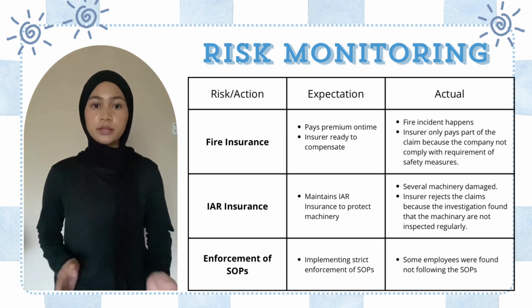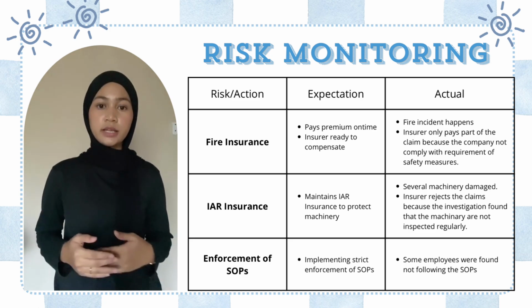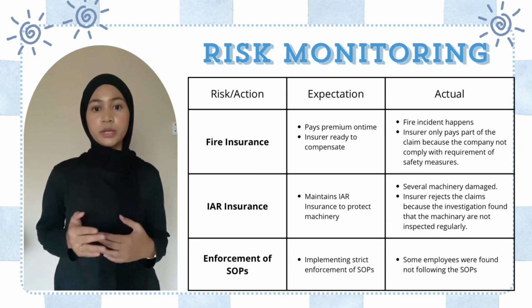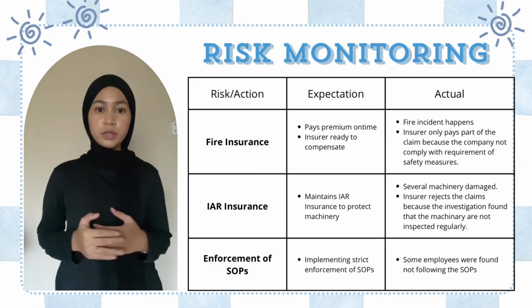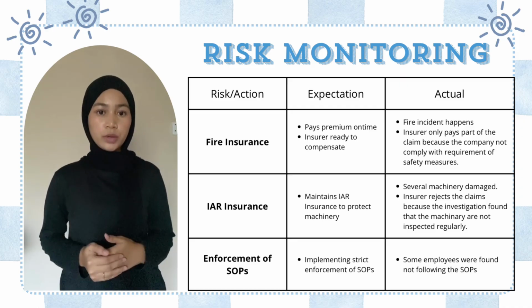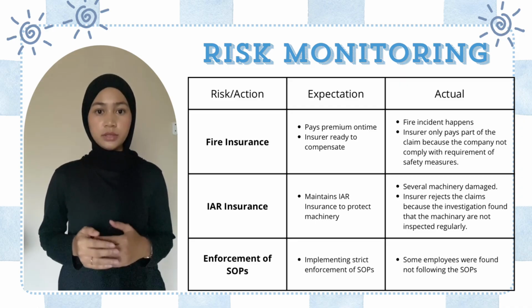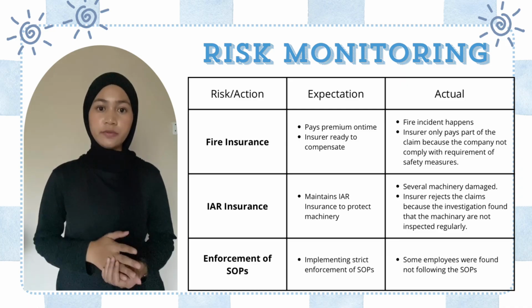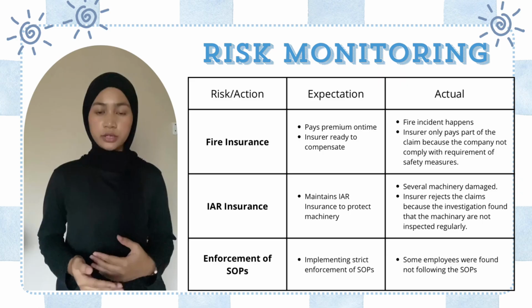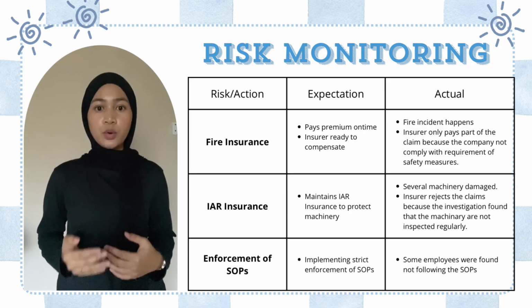The third point is strict enforcement of safety standard operating procedures. At the beginning of the year, Continental Tire Malaysia expected that strict enforcement of safety standard operating procedures would reduce workplace accidents. The company planned to achieve this by conducting regular safety training and taking disciplinary action against employees who violated safety rules.